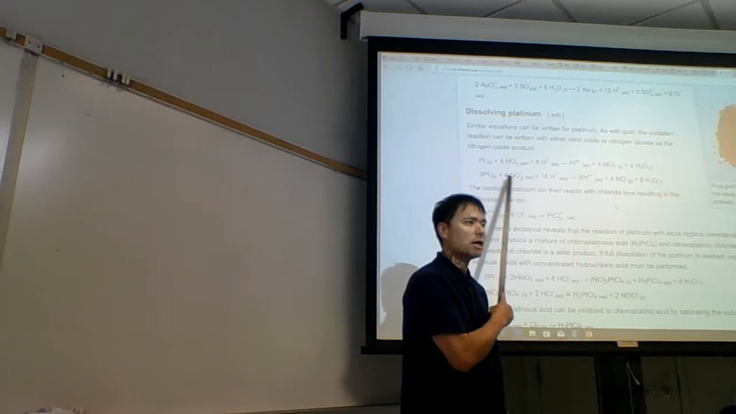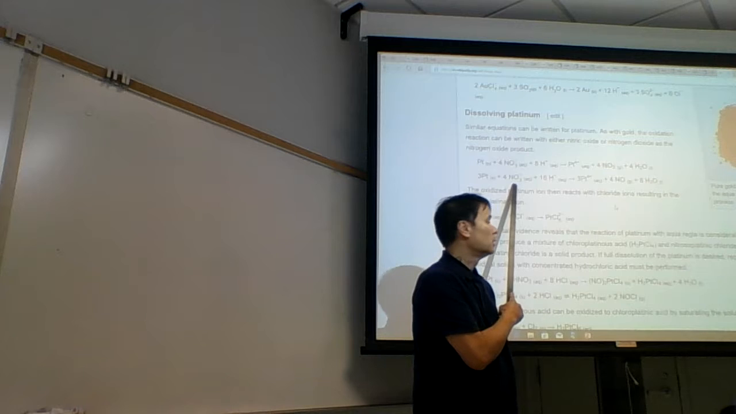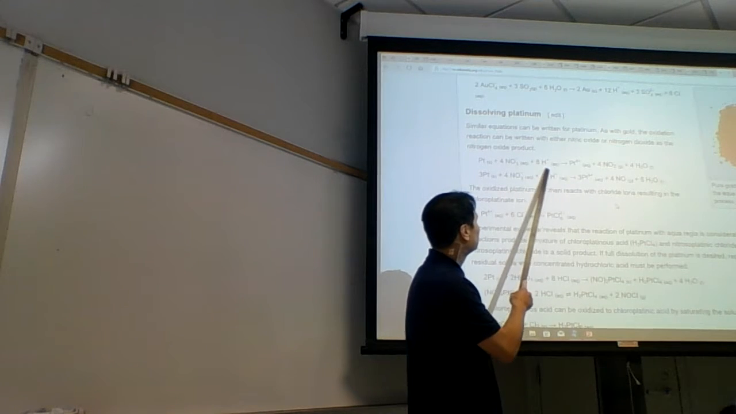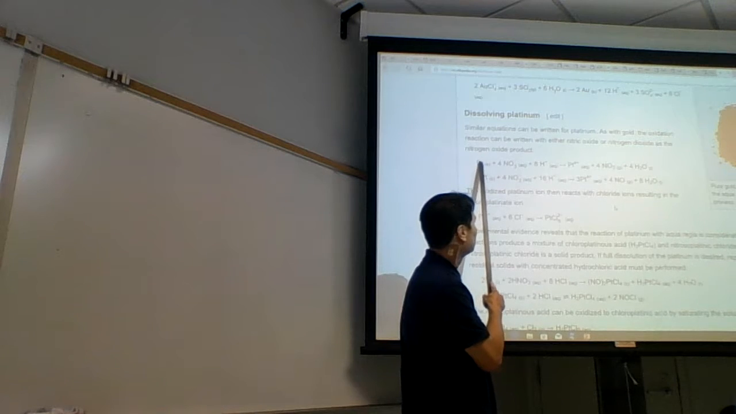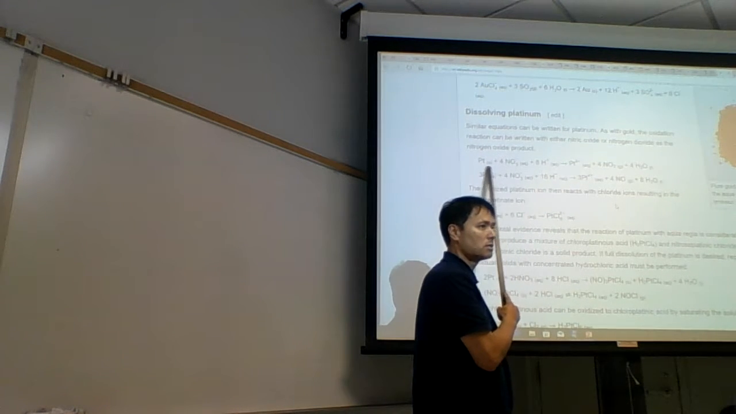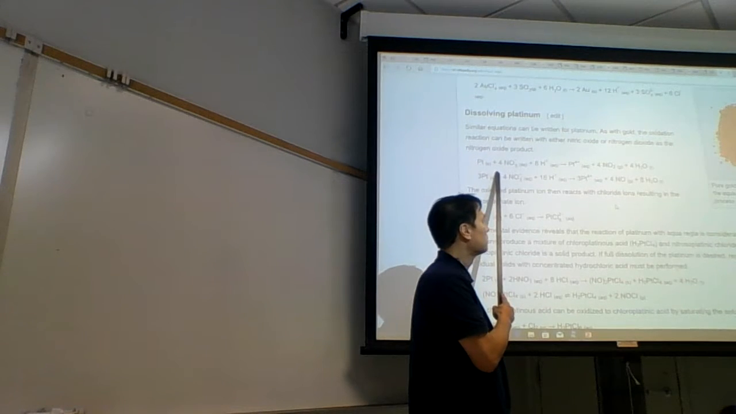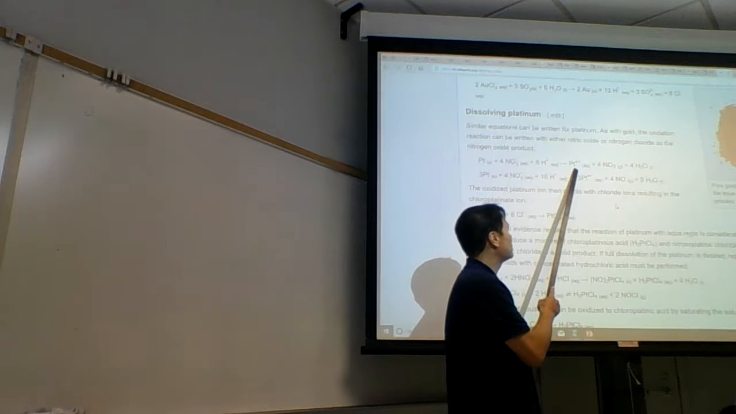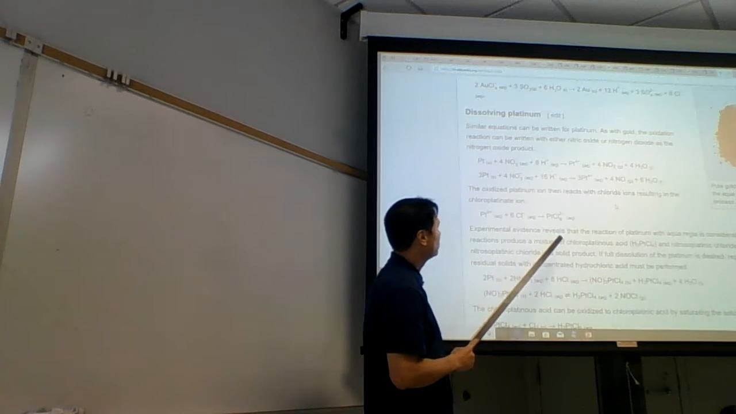What is this nitric acid acting as in this top reaction here? Take a close look. Yeah, nitric acid is oxidizing platinum to platinum 4. Now the problem is platinum 4 is unstable. And so what is the purpose of the hydrochloric acid?